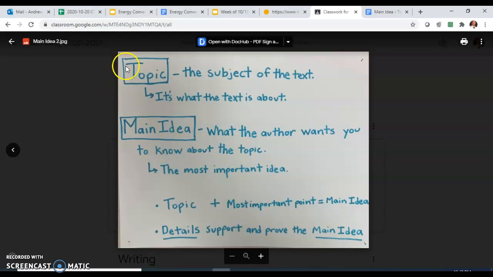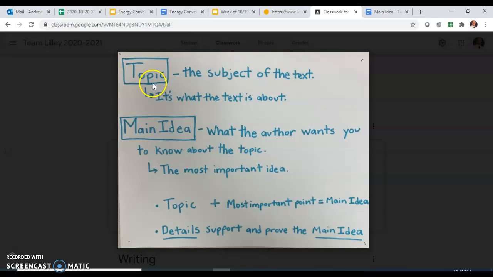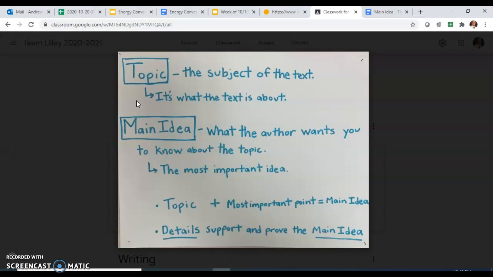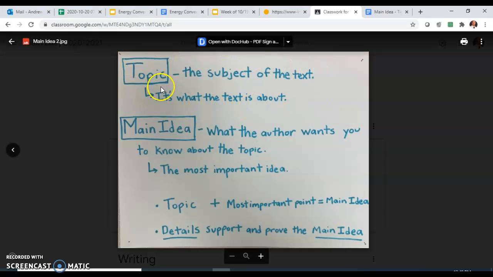So I'd like to go over a few vocabulary terms with you because this is important. When I say the topic of the text, what I'm referring to is the subject of the text, aka what is the text about. And the topic is usually a word or a few words long. It's usually not a whole sentence.